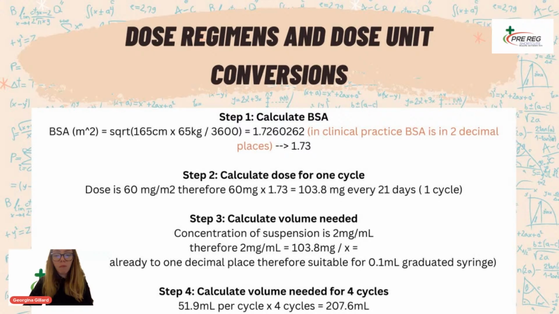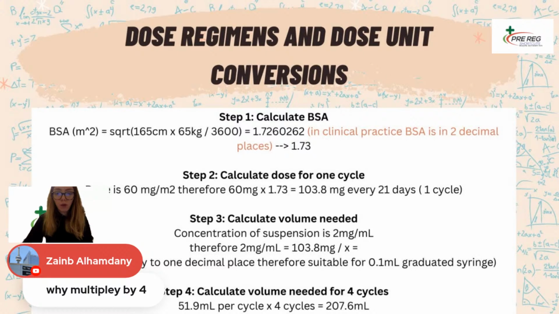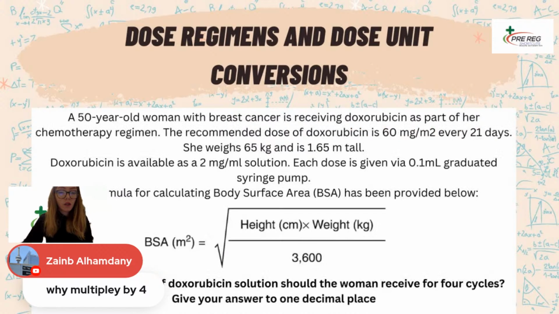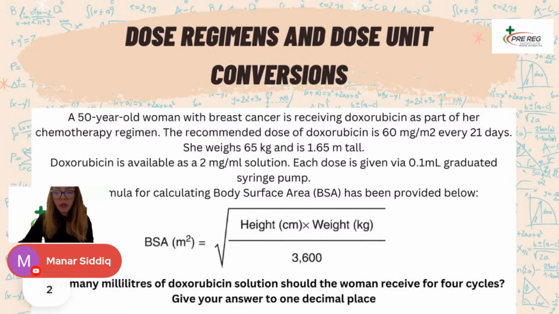Okay, you multiply by 4. Just a quick question before we go on to the next one. We are multiplying by 4 because there's 4 cycles. We have to calculate how many mils is needed for 4 cycles. Okay, so one cycle is going to be that dose every 21 days. So we multiply by 4 because essentially we've been asked to calculate how much the patient needs for 4 cycles.